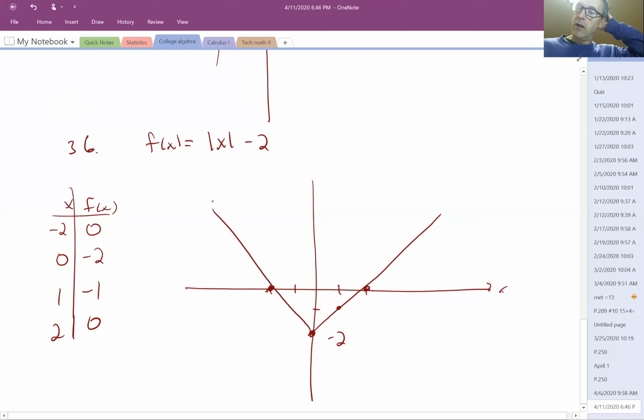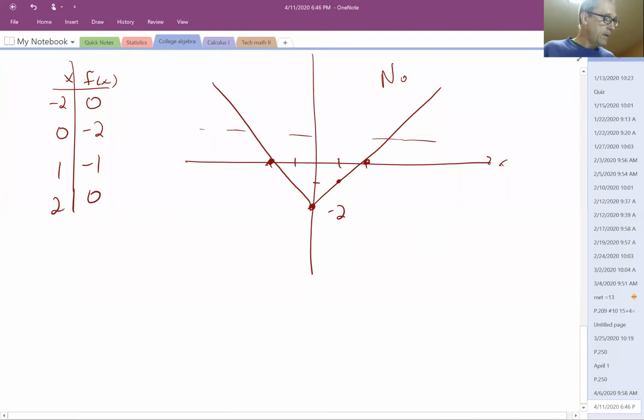Does it pass the horizontal line test? No, so it does not have an inverse. You can use a graphing calculator if you want on these types of problems and see if it passes. Okay, let's jump down and do 58.